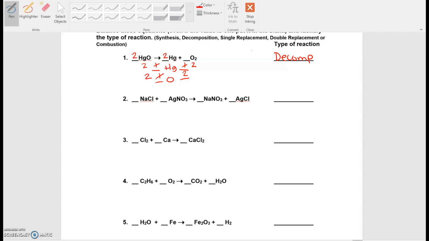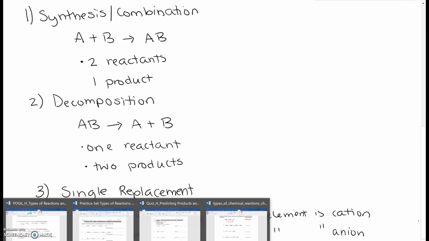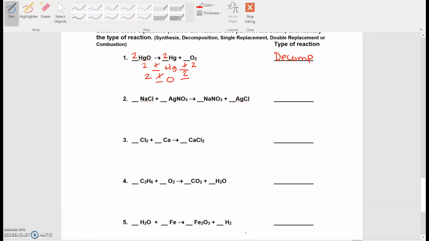With number 2, I have 2 compounds that switch partners to give 2 compounds. So that points to double replacement. I'm having a little bit of a hard time scrolling down to that on here, but you'll be able to see that. So this is actually going to be double replacement.